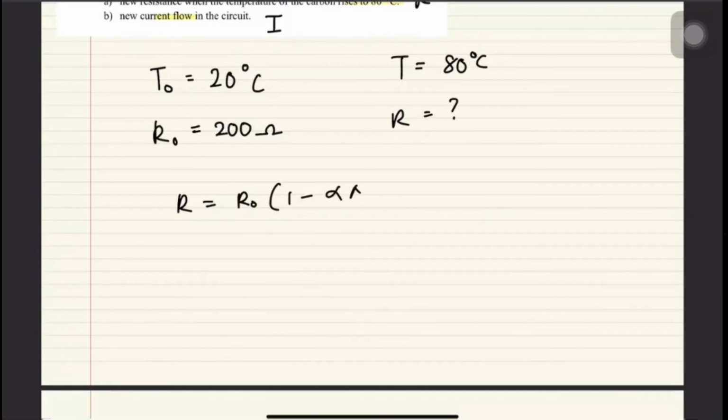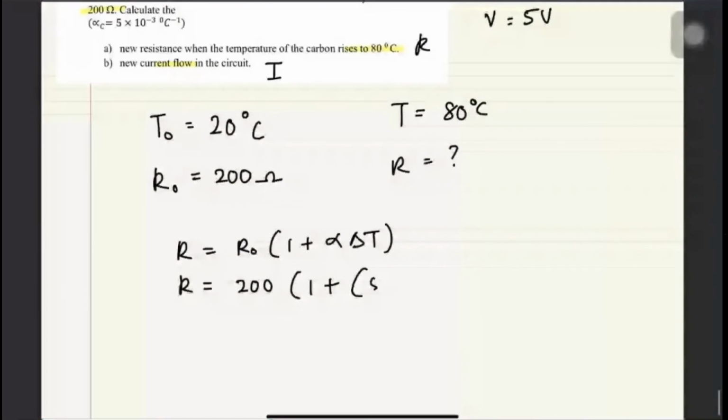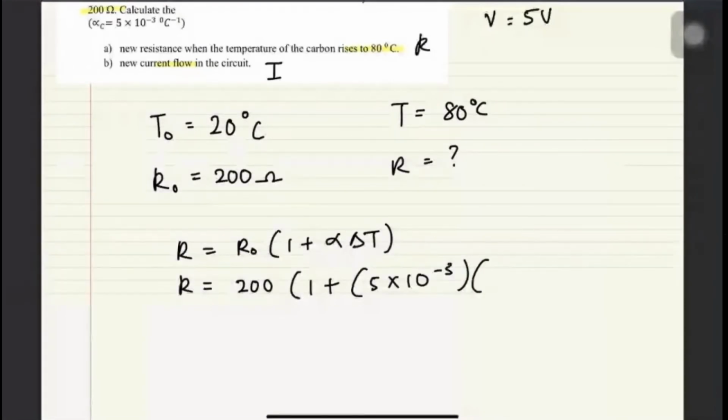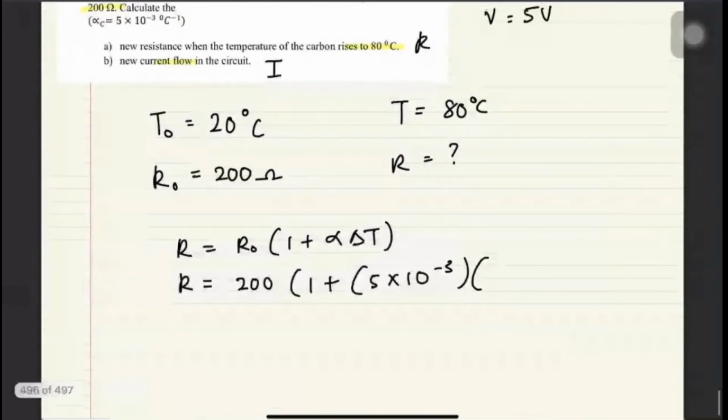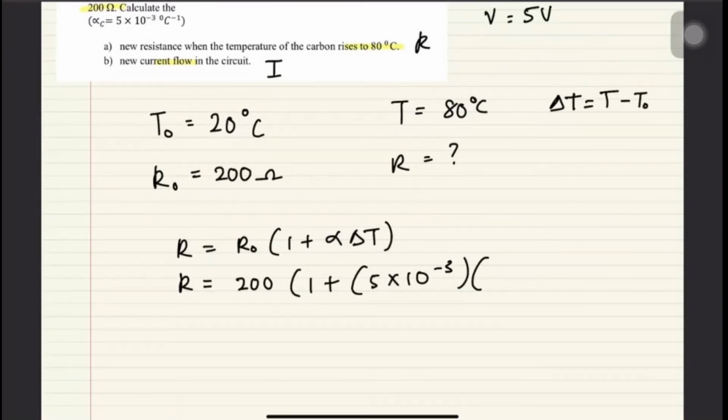Minus ke tambah ni? Tambah, sir. Tambah, okay. Masih lupa je. Tambah. So R here is equals to 200 (1 plus alpha is given 5 times 10 negative 3. Unit dia tak kisah. Delta T will be T final minus T initial. Saya tulis kat tepi ni delta T sama dengan T minus T naught lah, which is 80 minus 20. Okay, so if you press the calculator, you should get apa ni?